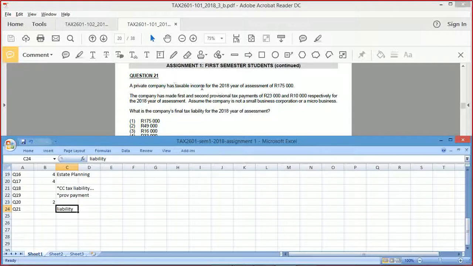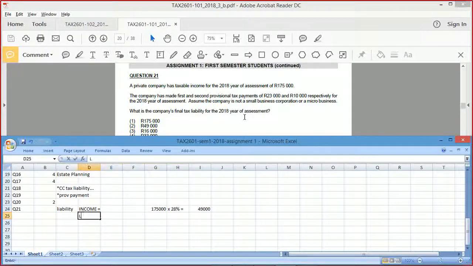A private company has taxable income. What is the company's final tax liability? Well, it's 28%. Yeah, we can actually do this one. This one's quick. Okay, so income is 175,000. Okay, the company made first and second provisional tax payments. Income will be taxed at what? 28%. That gives you the tax liability. Okay, it gives you 49,000.